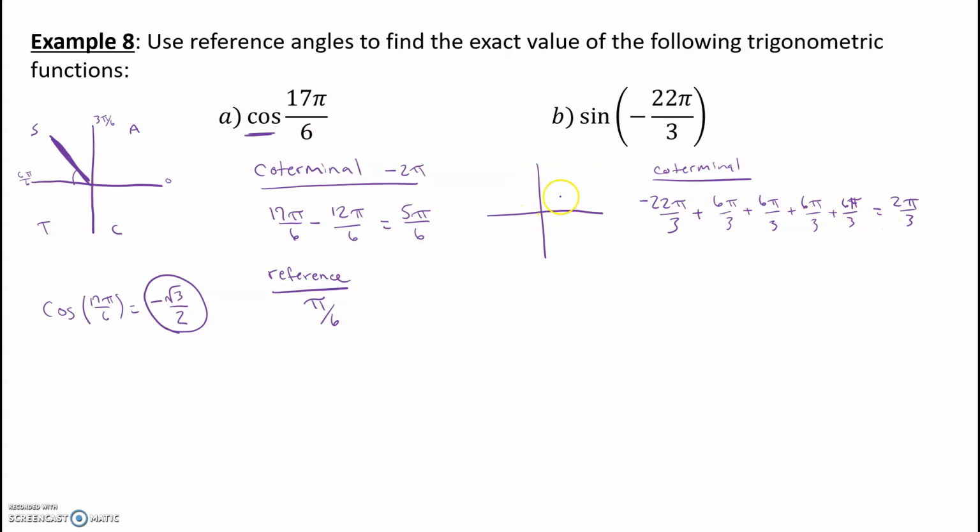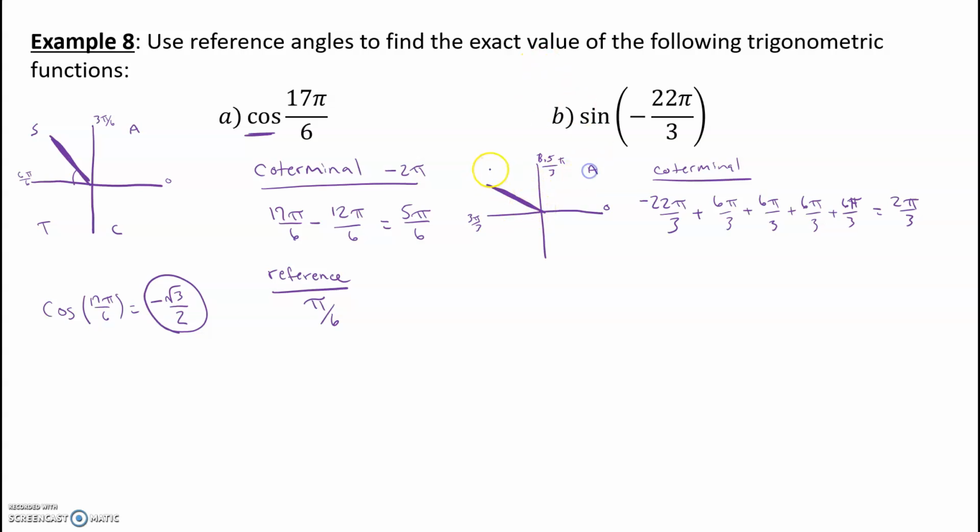Pi over 3 is here. 2 pi over 3 is somewhere over here. Again, you can always think of those quadrantal angles in terms of thirds. All right, this is 0, this is 3, oops, wait, technically 1.5. This is 3 pi over 3. This is 1.5 pi over 3. So we're somewhere in this second quadrant.